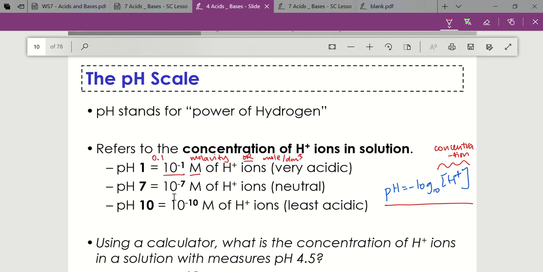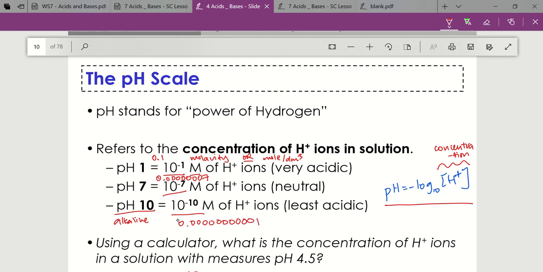What about 10 to the power of minus 7? This is where there are 7 zeros in front of it. So this is actually 0.0000001. Yeah, this is how much hydrogen ions are present. pH 10, which is an alkaline or basic solution, this has 10 zeros inside. 1, 2, 3, 4, 5, 6, 7, 8, 9, 10.